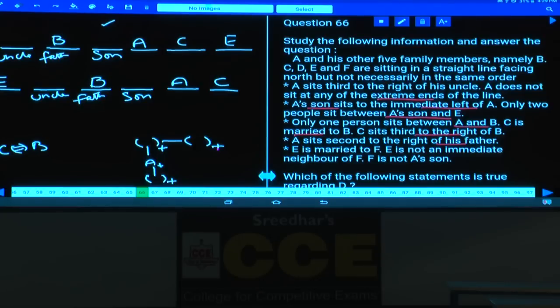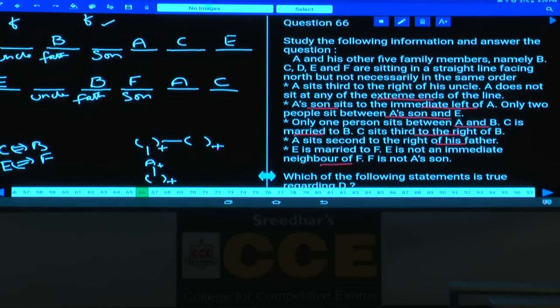A sits second to the right of his father. C and B are a married couple, and E and F are also a married couple. E is married to F. E is not an immediate neighbor of F. As E is not an immediate neighbor of F, hence F will be here. And in this case, F can be either at this place or at this place, isn't it?